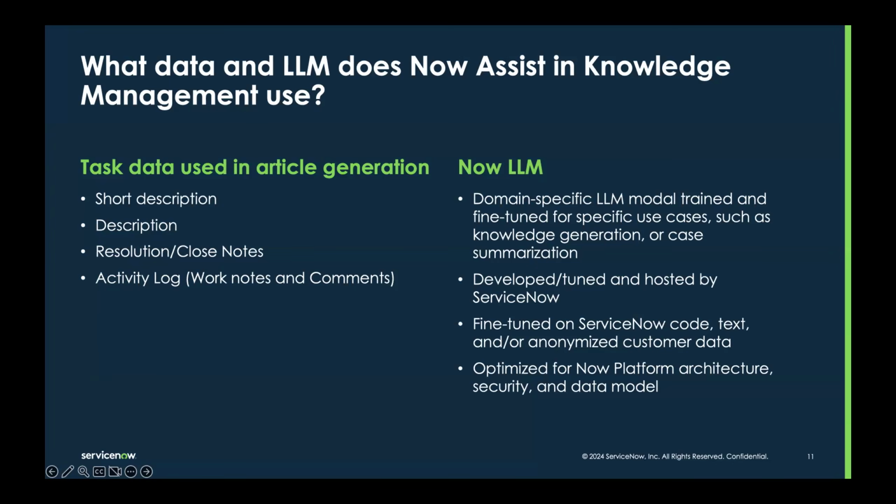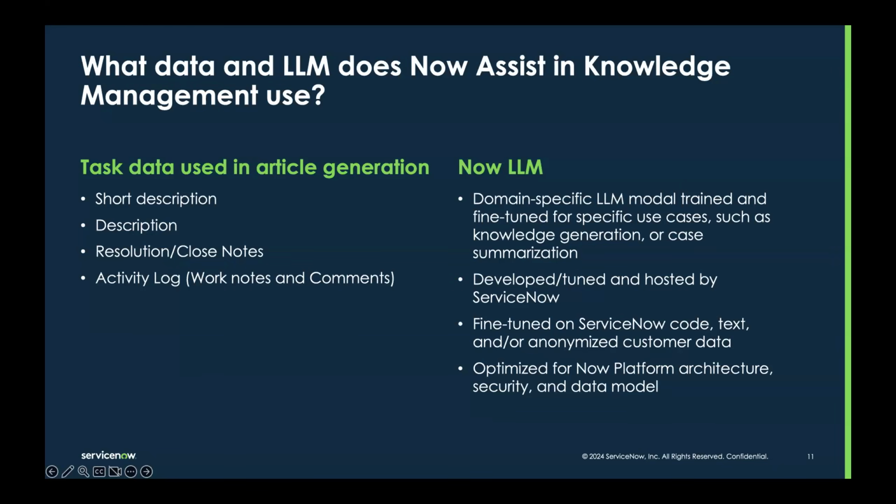And for version 1, once you draft an article from a case or an incident or an HR case, the ability to update it using generative AI isn't present for version 1. That's a roadmap item for us. So, the more data that you can have in your cases and incidents, the better quality article you're going to get out.